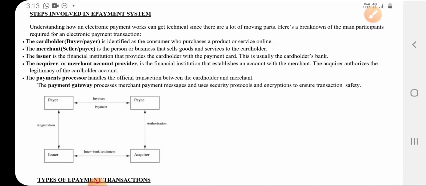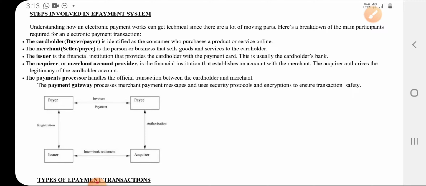Okay, so the diagram says, just look at the diagram: payer, payee, acquirer, issuer. Okay, so payer is connected with the financial institution, that is issuer. So payer has the account in the bank, that particular bank is called issuer. Payee has an account in a bank, that bank is called acquirer. Okay, so once the payer gets a product from the payee, that is the buyer is buying a particular product from the seller.